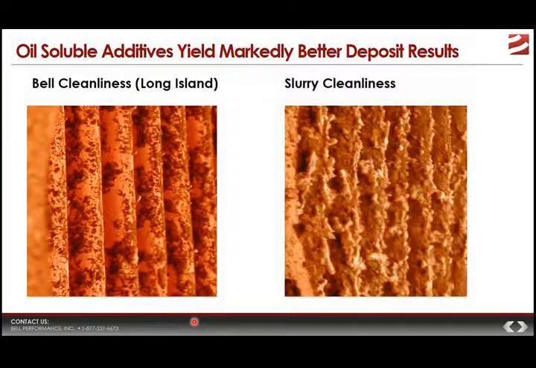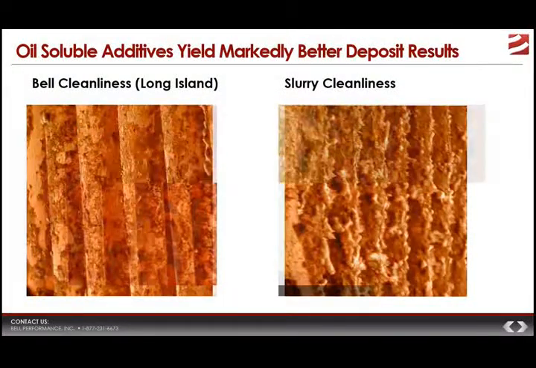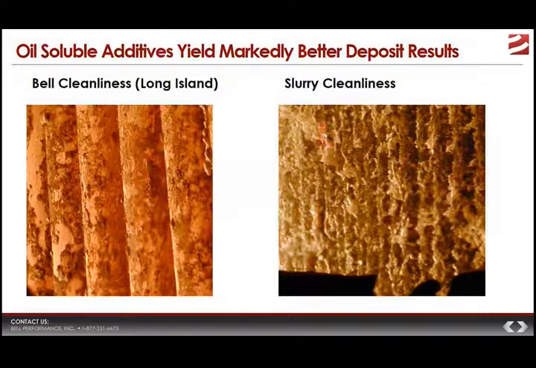Now, oil-soluble additives work markedly better than slurries do. Here you can see comparisons with an old customer of ours that used to use magnesium slurries, and this is what magnesium oxide slurries deposits would look like. When they switched over to magnesium sulfonate ATX formulas from Bell, this is what they got. You can see much cleaner tubes, a lot fewer deposits hanging on to those tubes. A big, big difference. Again, same customer, different area, cleanliness when they were using magnesium oxide slurries versus the oil-soluble ATX formulations, a marked difference between the two.